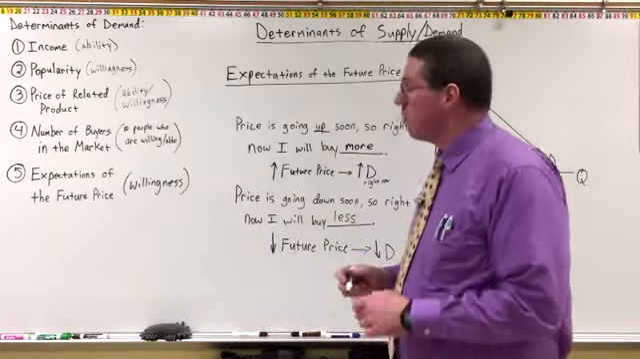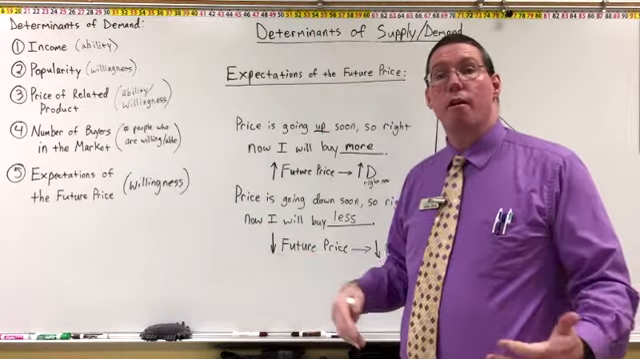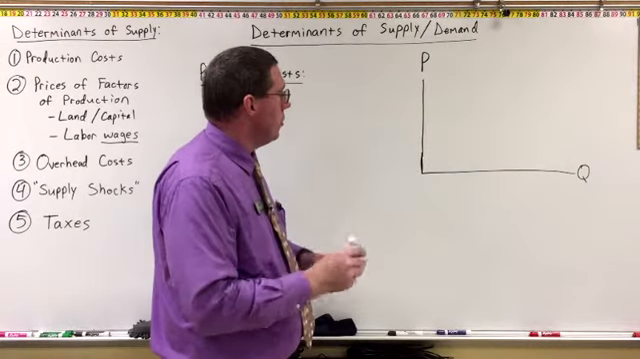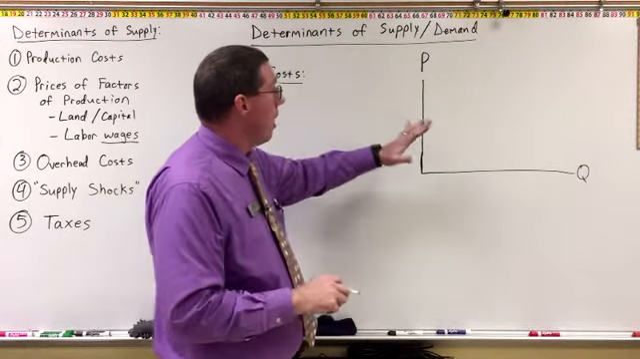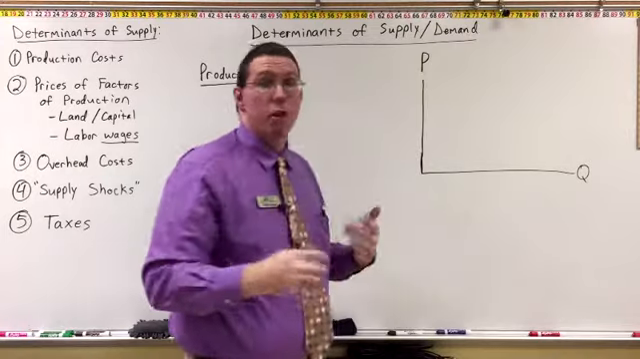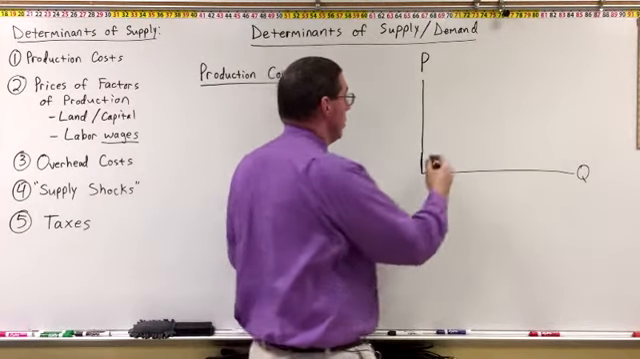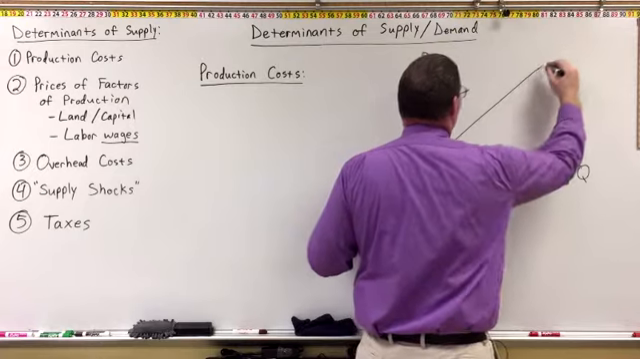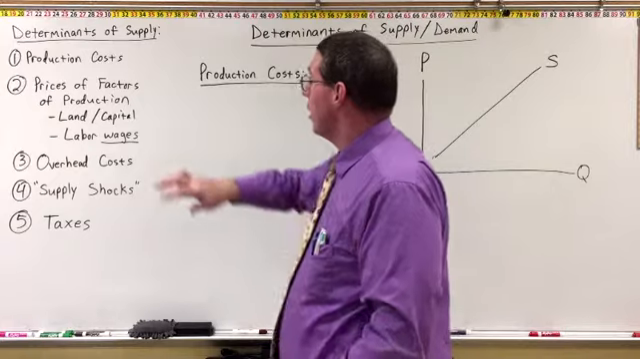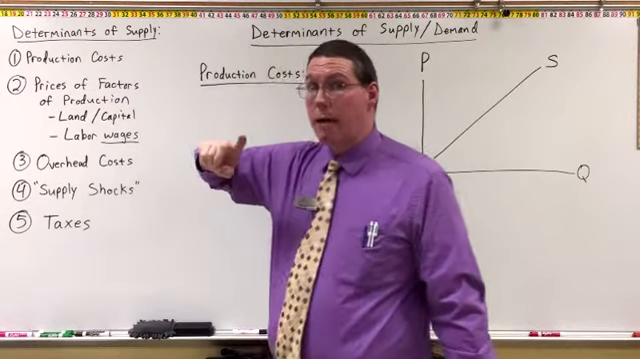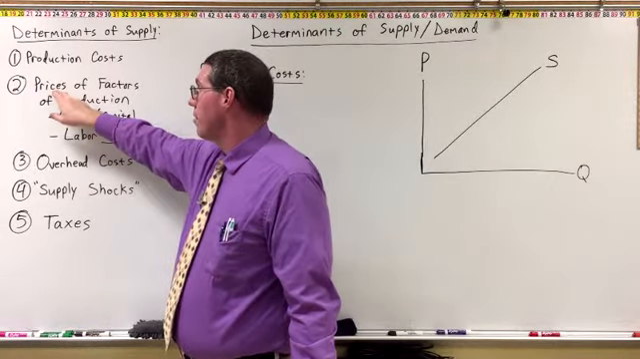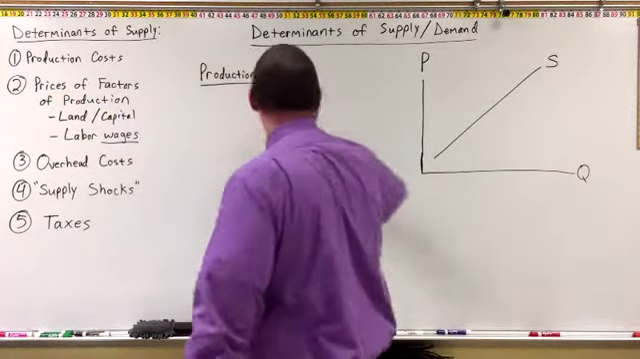All right, so now what we're going to do is we are going to turn to the determinants of supply. All right, so just to remind you, a supply curve is upward sloping because the law of supply says that there's a positive relationship between price and quantity. So we have an upward sloping curve here for supply. And so now we're going to look at each one of these variables that is not price or quantity. Now you might say, well, I see price right there.